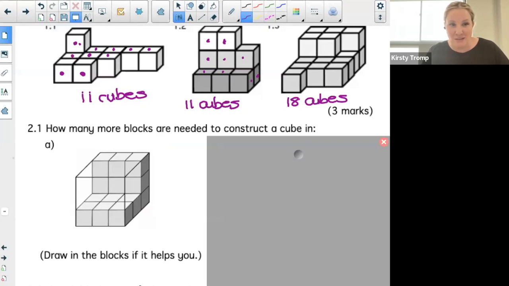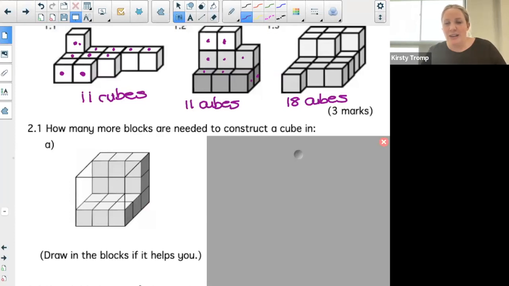I'm going to give you 2 minutes. How many more blocks do we need to put in to construct the cube? 2 minutes. All right. So many people already.